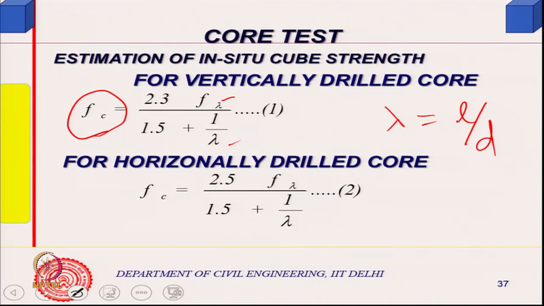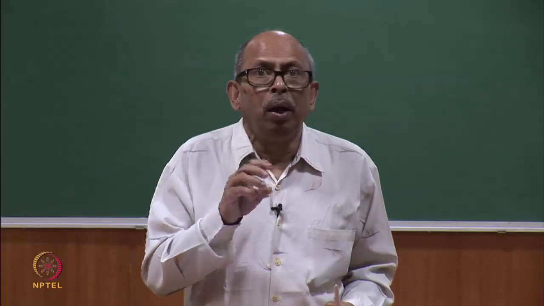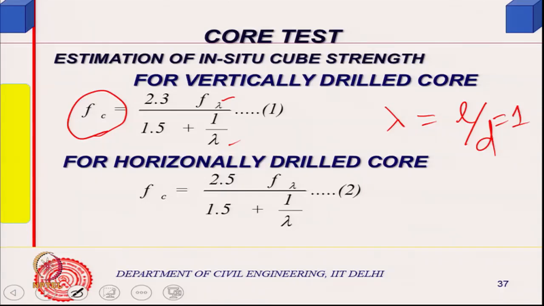In other words, what it is saying is, if you have a horizontally drilled core, let us say lambda equals 1, in that case Fc will be equal to F lambda only, because this will be 1, this is 1, so the factors cancel out, and Fc is F lambda. So, as long as it is taking a factor, this factor is taking into account what factor?